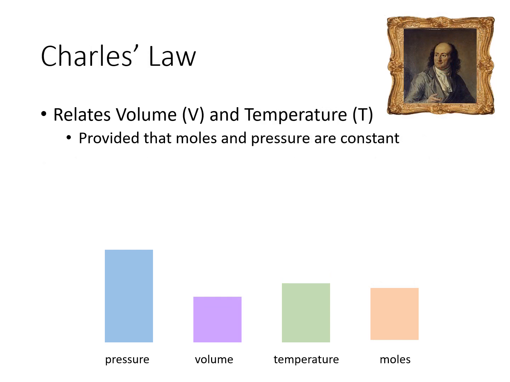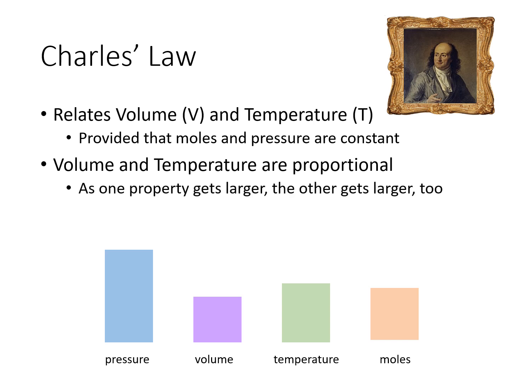Now, Jacques Charles's research shows us a relationship between volume and temperature, provided that the pressure of the system remains the same, as do the number of particles. And as a result of Jacques Charles's work, we know that the volume and temperature have a proportional relationship, which means that as one property increases, the other one gets larger too. And we could write a statement that's about like this.